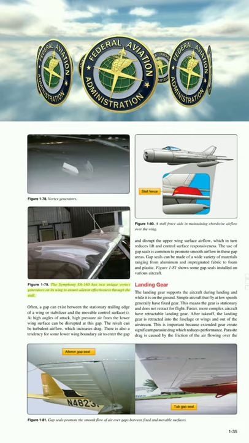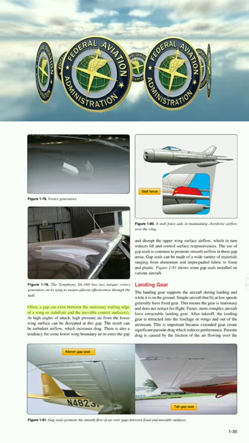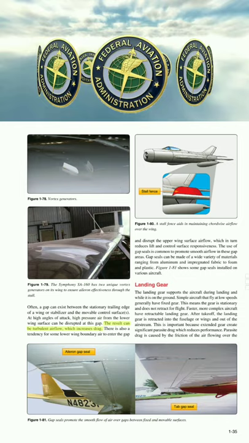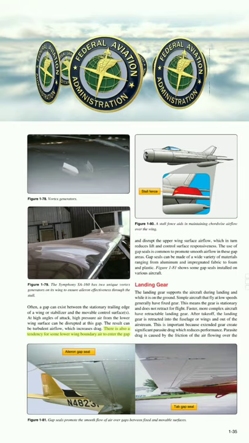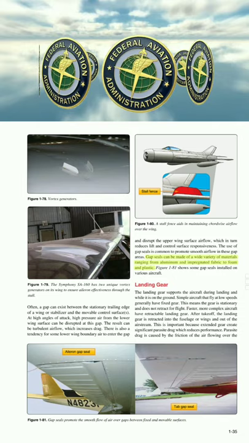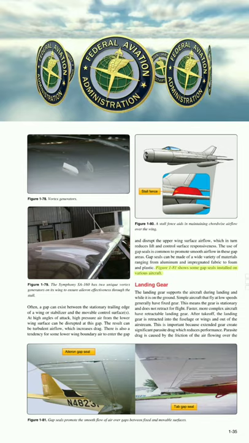Often, a gap can exist between the stationary trailing edge of a wing or stabilizer and the movable control surfaces. At high angles of attack, high pressure air from the lower wing surface can be disrupted at this gap. The result can be turbulent airflow, which increases drag. There is also a tendency for some lower wing boundary air to enter the gap and disrupt the upper wing surface airflow, which in turn reduces lift and control surface responsiveness. The use of gap seals is common to promote smooth airflow in these gap areas. Gap seals can be made of a wide variety of materials ranging from aluminum and impregnated fabric to foam and plastic. Figure 181 shows some gap seals installed on various aircraft.